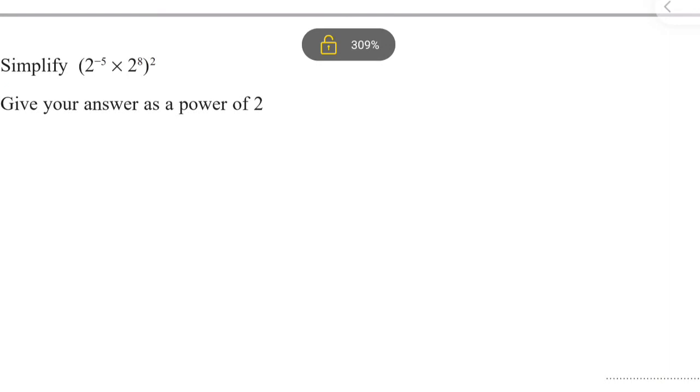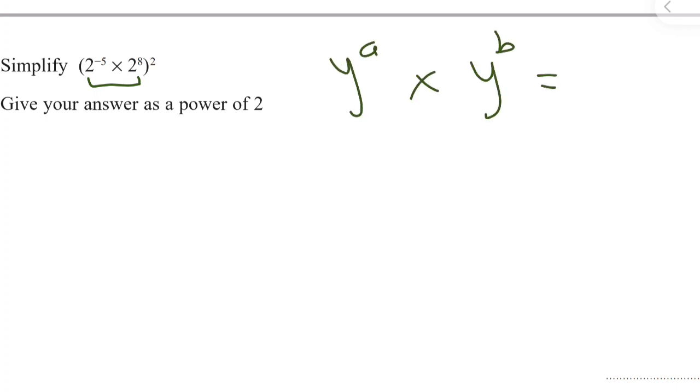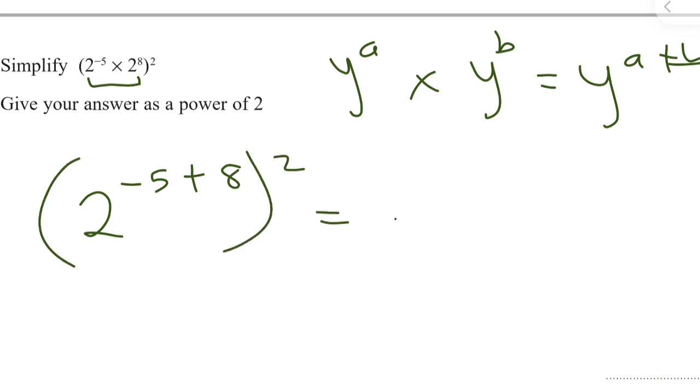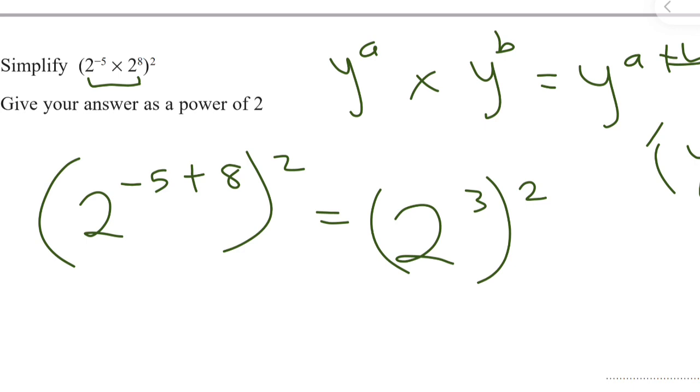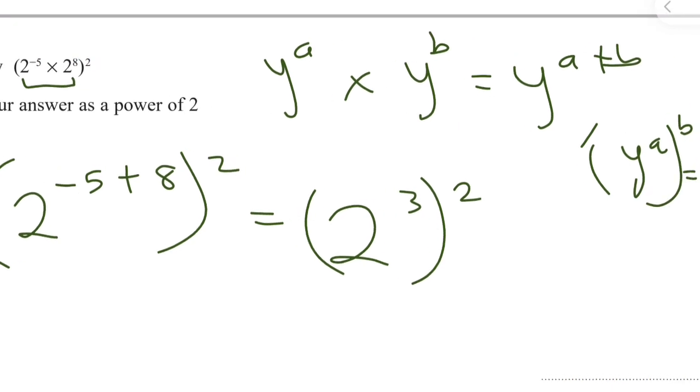Simplify. So first, laws of indices. y to the power of A times y to the power of B is y to the power of A plus B. Yeah? So that becomes 2 to the power of minus 5 plus 8, all to the power of 2, which is 2 to the power of 3, all to the power of 2. Second law of indices, another law of indices, y to the power of A times B is equal to y to the power of AB. So this will be equal to 2 to the power of 3 times 2, which is equal to 2 to the power of 6. Does that make sense? So that is 2 to the power of 6.